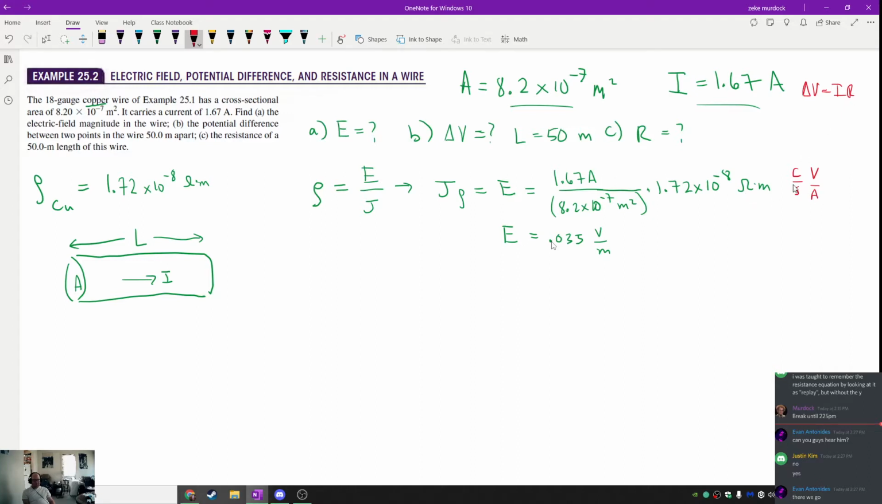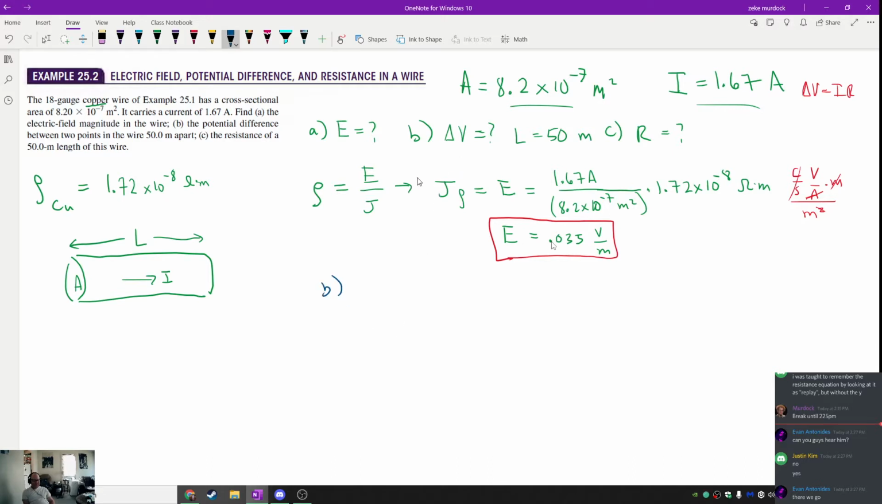Okay, so that's coulombs per second times ohms, which is volt per amp, times meters, and then we divide that by meters squared. So one of these cancels. A coulomb per second is the same thing as an amp, so that whole thing cancels. So you get volts over meters like that, which is good. So that's the size of the electric field in the wire, 0.035 volts per meter. Let's go on to part B.